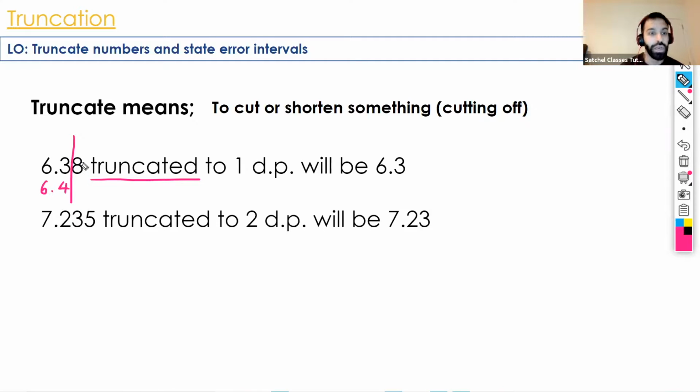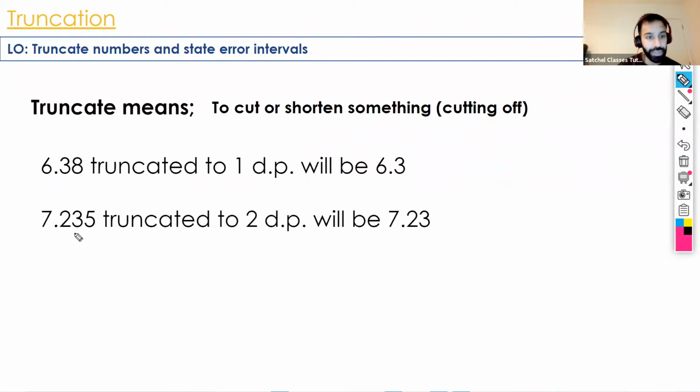So it doesn't matter if the second digit is a 1, a 2, a 3, or a 9, or in this case, an 8. We simply look at this first decimal place and ignore all other decimals. So if we had something like 6.3999, again, this truncated to one decimal place would be 6.3 because we need to cut or ignore all the other digits after the first decimal.